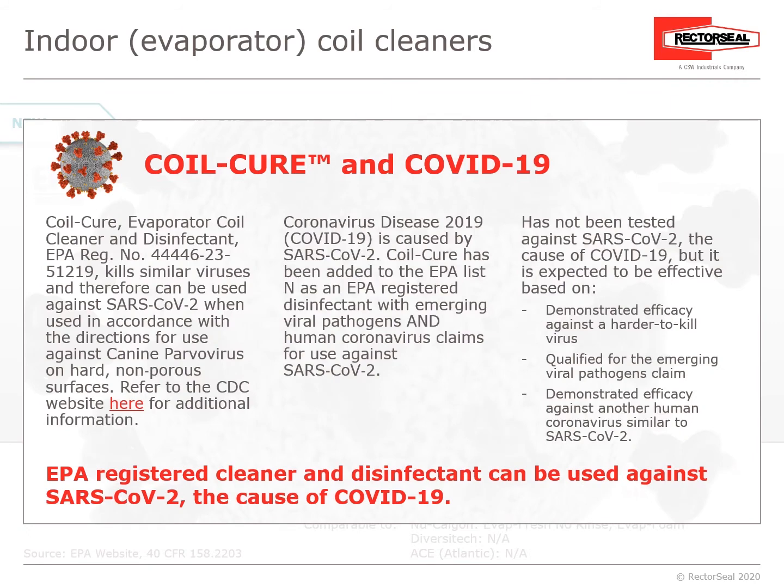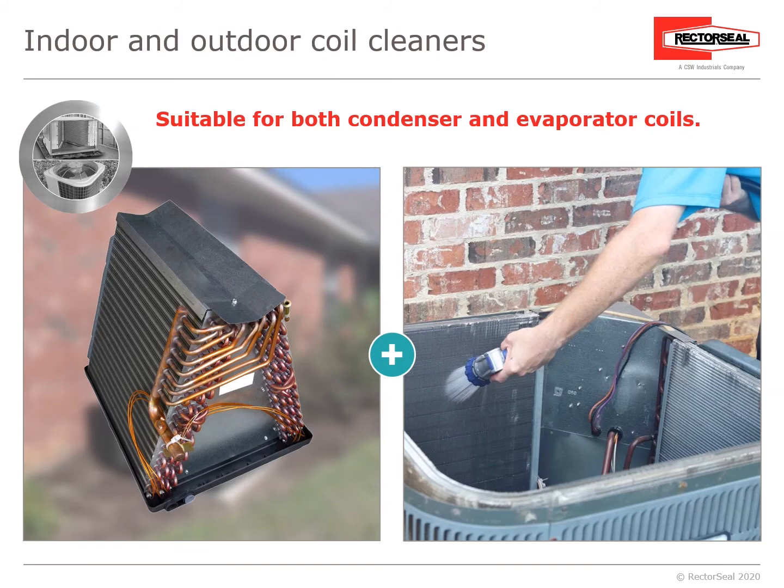Coil has been added to the EPA List N as an EPA-registered disinfectant with emerging viral pathogens and human coronavirus claims for use against SARS-CoV-2, the cause of COVID-19. And there are coil cleaners that can be used for both indoor and outdoor coils.